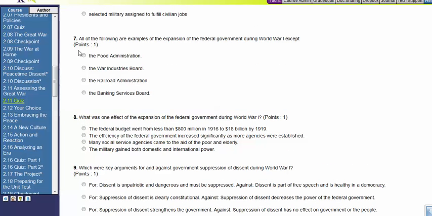Number 7, all of the following are examples of the expansion of the federal government during World War I except the Food Administration, the War Industries Board, the Railroad Administration, or the Banking Services Board.